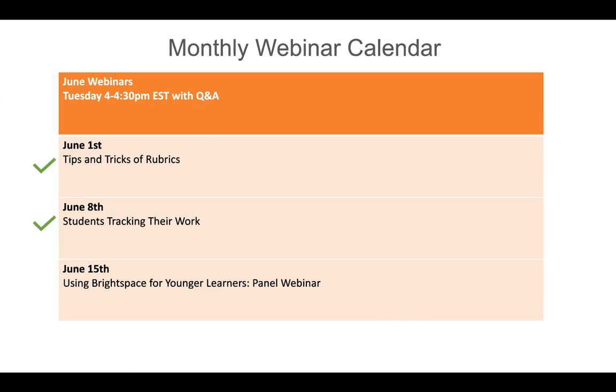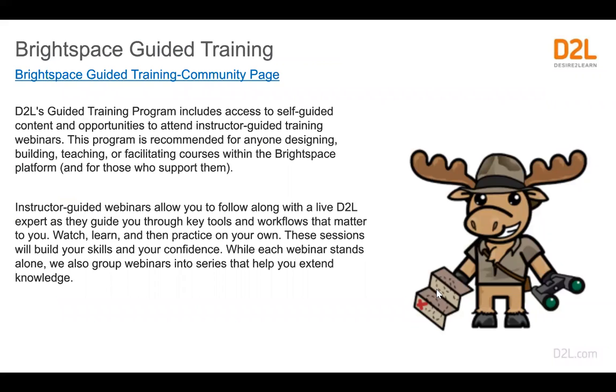We are running these monthly webinars, and the calendar is here, as you can see on your screen. Today it was students tracking their work, and June 15th is going to be Using Brightspace for Younger Learners, which is going to be a panel webinar. We are also running Brightspace guided training, which can be accessed through the Brightspace Community page. These are the self-guided program and also the instructor-guided training webinars, and you can register over there and even find more webinars that suit your needs.